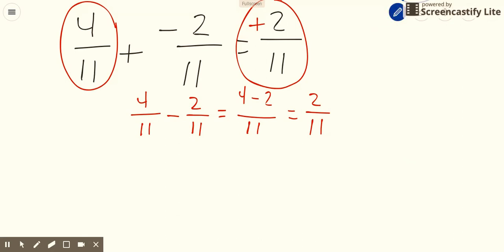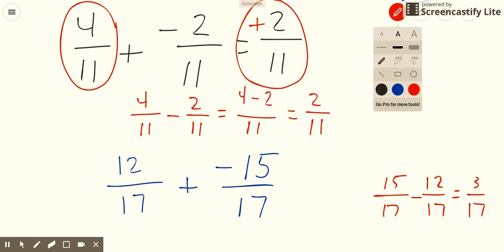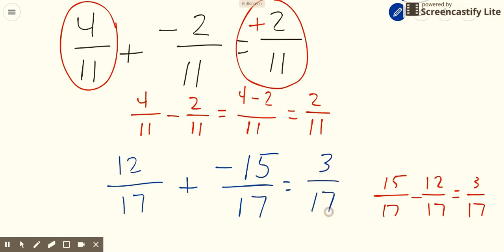Let's take a look at another example. Let's try this time 12/17 plus negative 15/17. Again, I have a problem with different signs, and when I have different signs, I know that I should subtract. So I know that I need to take 15/17 minus 12/17. 15 minus 12 is 3, so this gives me 3/17. So right away, I know that the numerical part of my answer is 3 over 17.